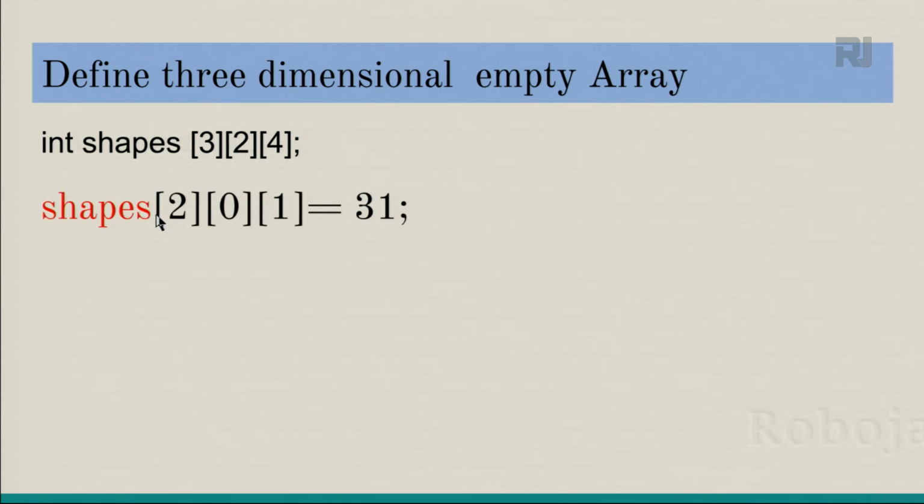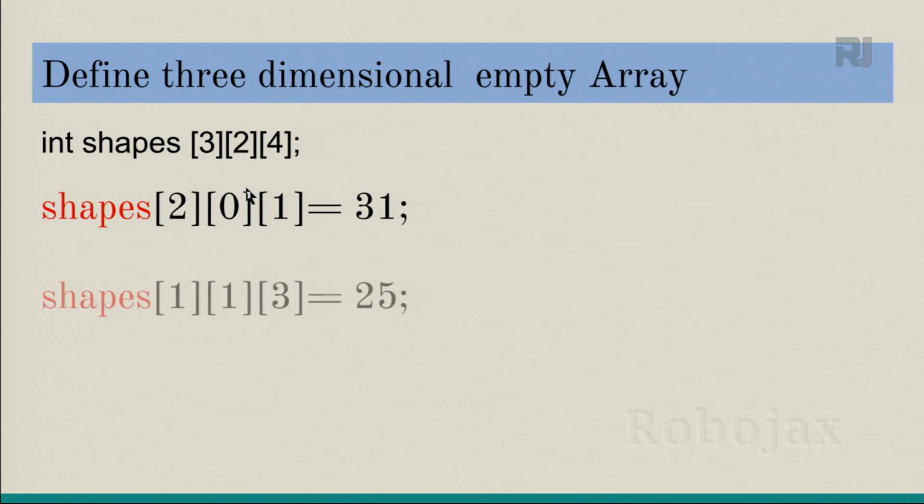Now if we say shapes 2, 0, 1, it means at row 2, column 0, item 1, not 0. Item 1 means the second item, and the value should be 31. So 31 is assigned to this. Or if we have shapes 1, 1, 3, this means row 1, column 1, and 4th item should be 25.